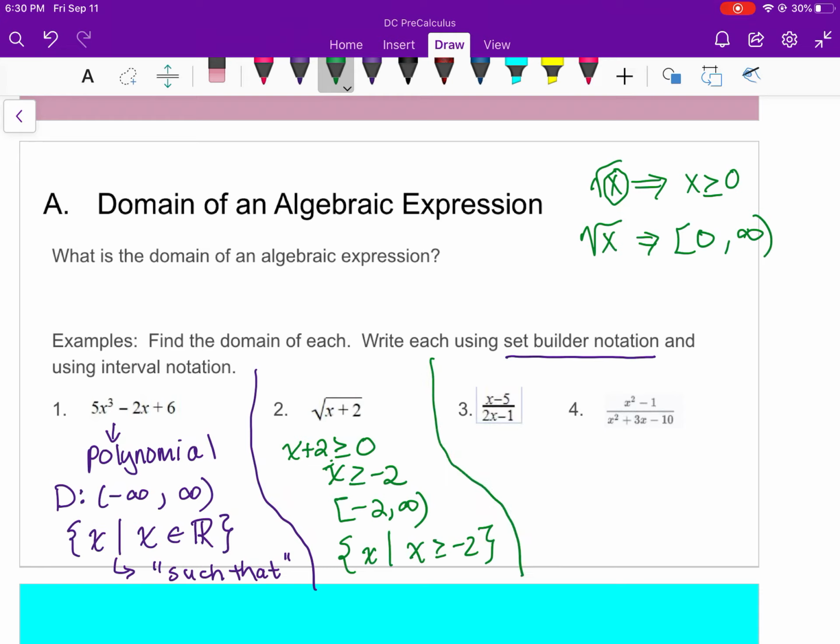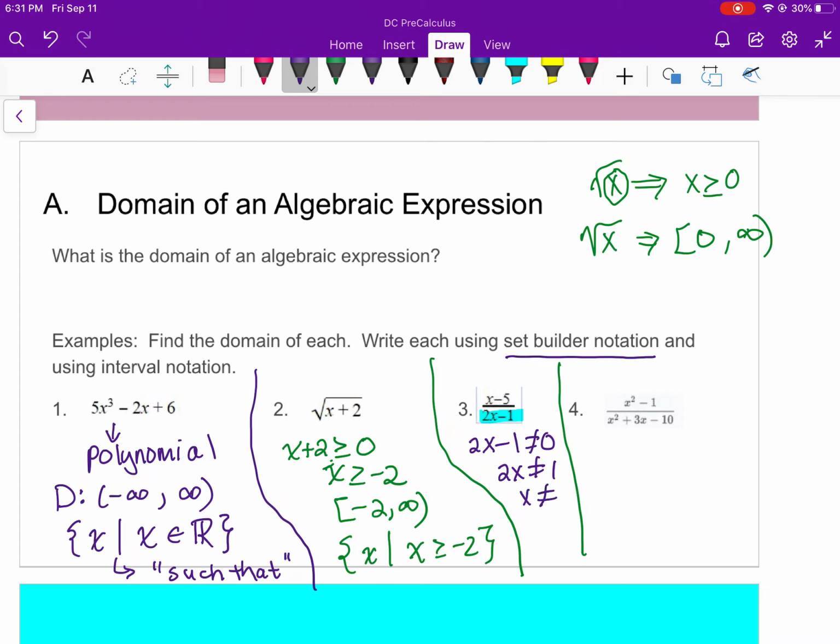For number 3, whenever you see a fraction, you need to consider the denominator. The only time you would need to consider the numerator is if you had, say, a square root or something like that in the numerator. So 2x minus 1, we know we can never divide by 0. So 2x minus 1 can't be 0. Add 1 over.